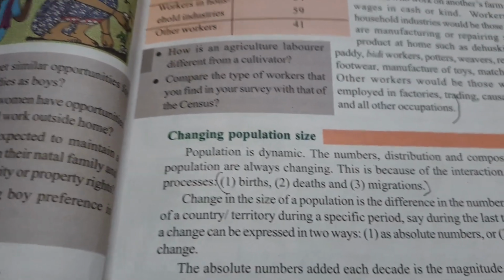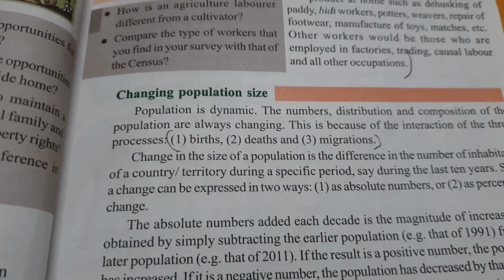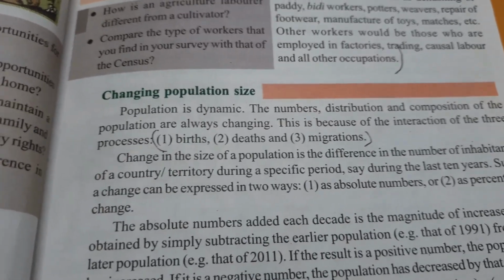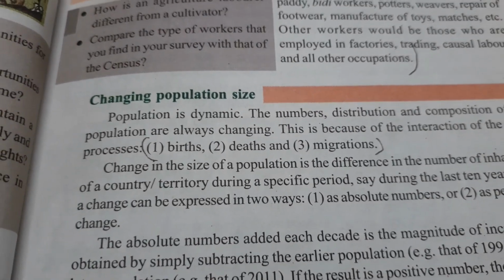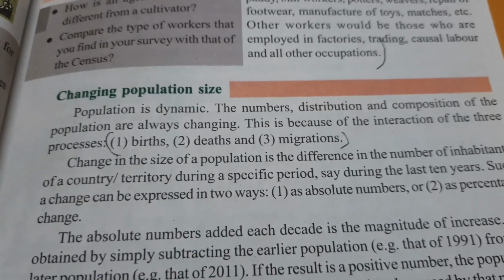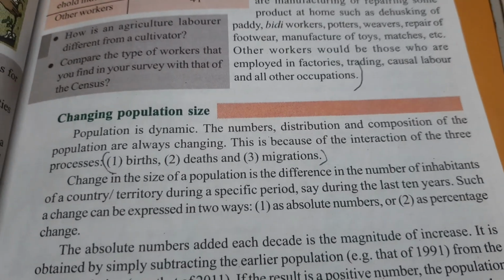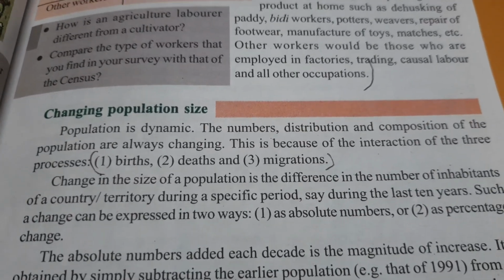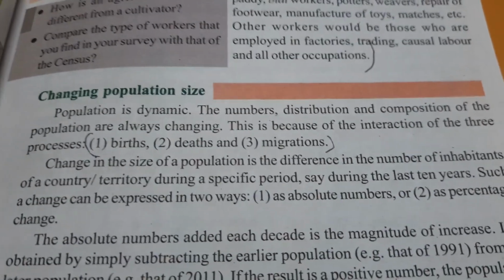Now children, we have another topic, changing population size. Population goes on changing. It is dynamic, it is not fixed. So there is a question, why does population change? Population changes due to 3 main reasons: birth, death, and migration. Birth we have understood, the number of children being born; death, the number of people who die; and migration. Migration means the people who move from one place to another place in search of work or education.